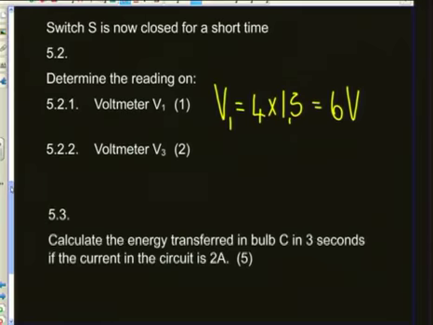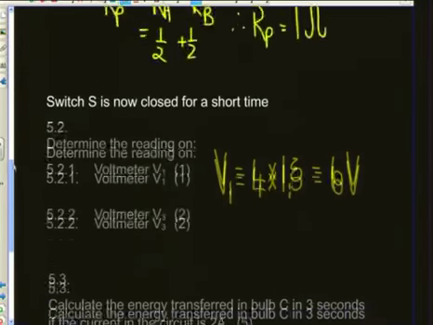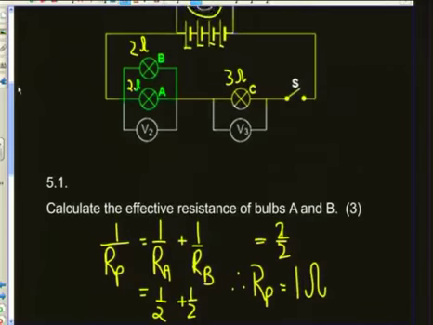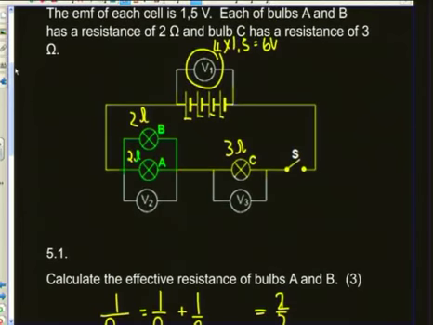Then they ask you the reading over V3. I really didn't give myself enough space. Okay. Now comes the fun part. This has an effective resistance of 1 ohm. Okay, here's 3 ohms. We need to know the current in the circuit in order to get V3.